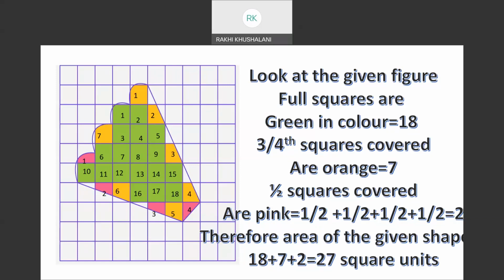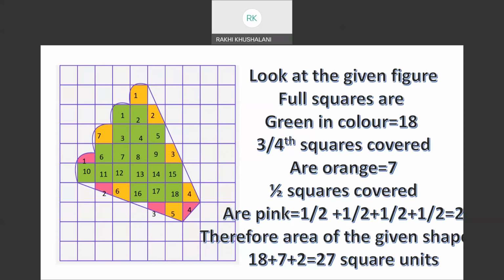This is approximate. Please remember, children, this is the approximate area of the given irregular shape. There is no other method to find out the area of an irregular shape. You have to put the number of squares inside the shape which are of equal sides, count them, full squares as full because they will be proper in number, 1 full square, 2 full square, 3 full square.